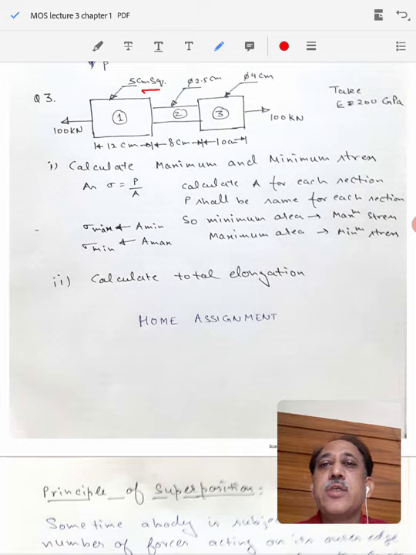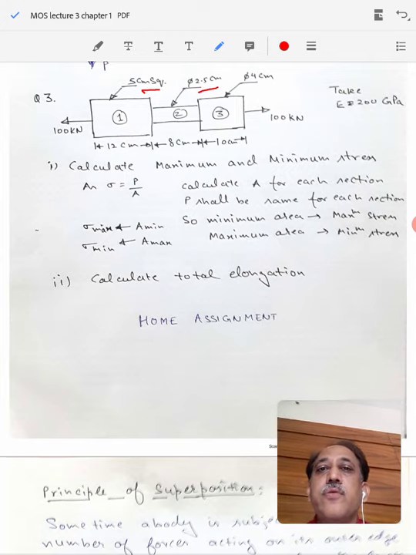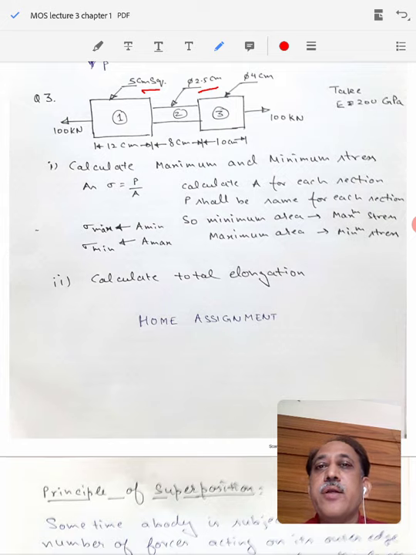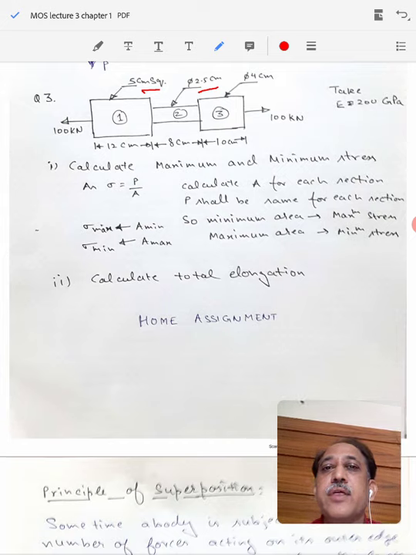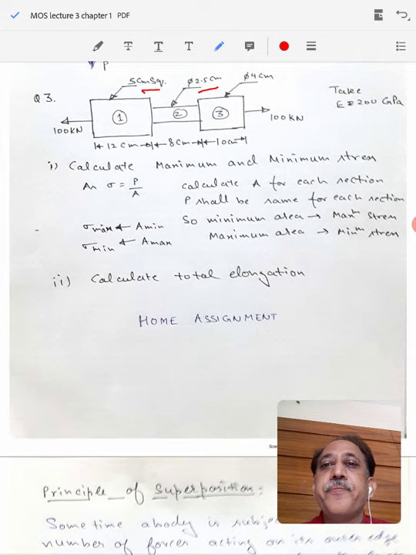The second section is circular and its diameter is given as 2.5 centimeters. So we need to apply pi by 4 d square, with d being 2.5. We can calculate the area of the second section, and the third section is also circular, of diameter 4 centimeter. The lengths of the sections are also given to you. It is 12 centimeter, 8 centimeter and 10 centimeter respectively.